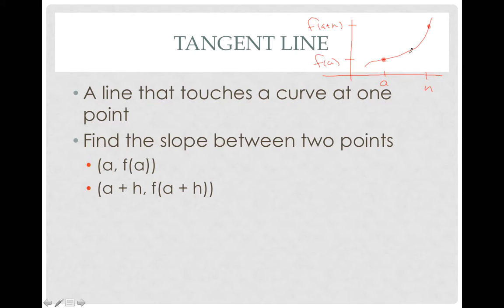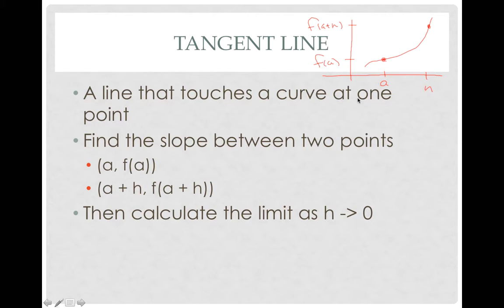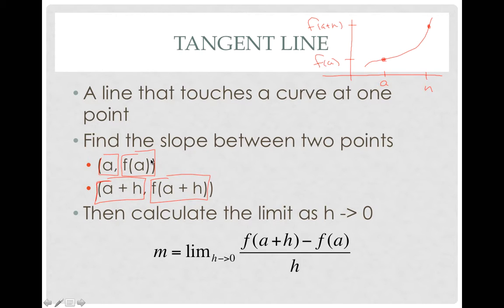I can find the slope between those two lines, and I can say as h goes towards 0, it becomes the tangent line. So we're looking to calculate the limit as h goes to 0. It's the same idea as the secant line, where this is a y value and this is a y value, minus the x value from the x value. And it becomes this.